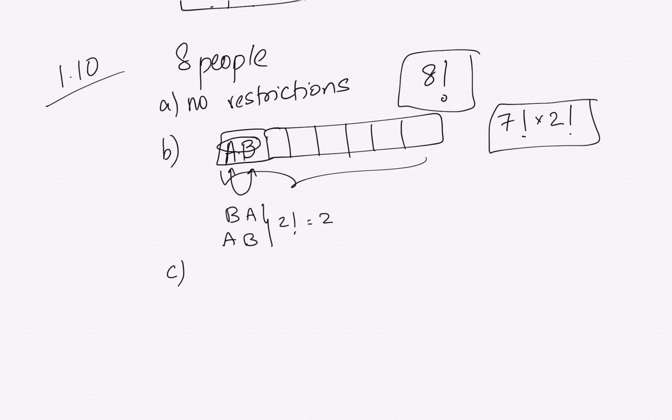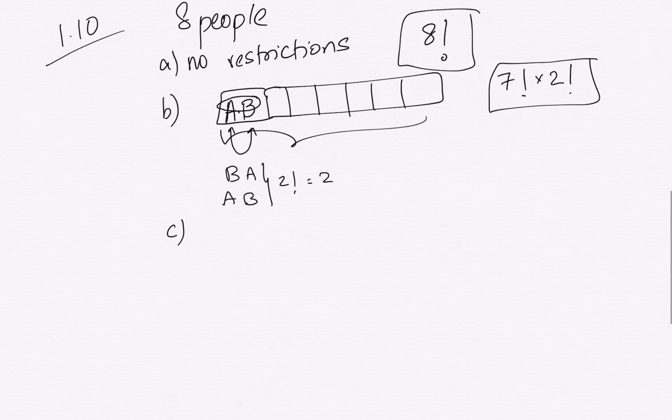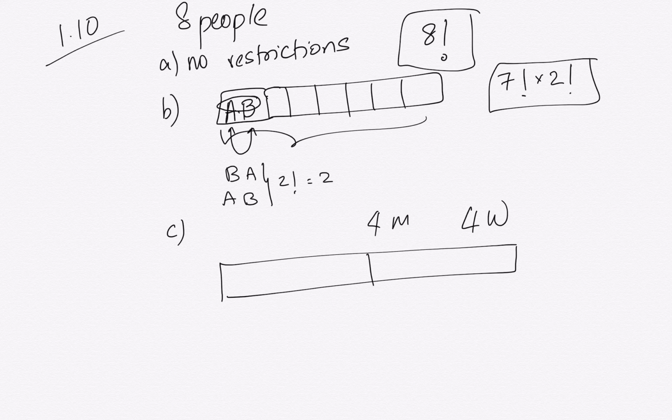Okay, part C. What we have in part C is from the 8 people, there's 4 men and 4 women, and no 2 men or 2 women can sit next to each other. Okay, so how do you think of that? There's 4 men and 4 women. How do you seat them when no two men or 2 women can sit next to each other? So obviously in your mind what you're thinking is they need to alternate. Okay, that's correct. They need to alternate. Now, how can they alternate?